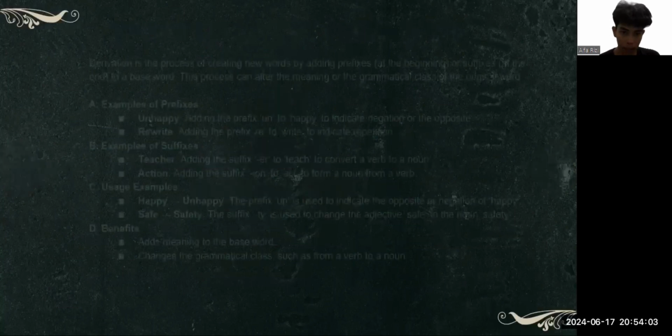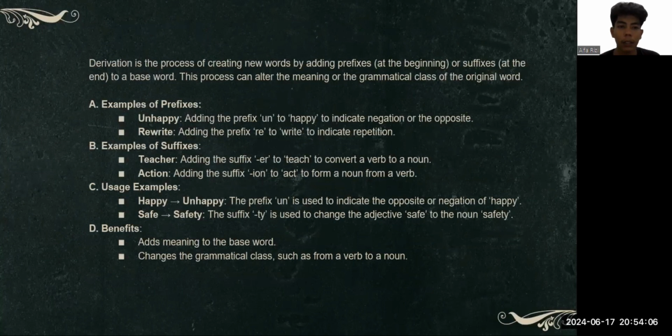First is derivation. Derivation is the process of creating a new word by adding prefixes at the beginning or suffixes at the end to a base word. This process can alter the meaning or the grammatical class of the original word. Examples of prefixes: unhappy, adding the prefix "un" to happy to indicate negation or the opposite. Rewrite, adding the prefix "re" to write to indicate repetition.